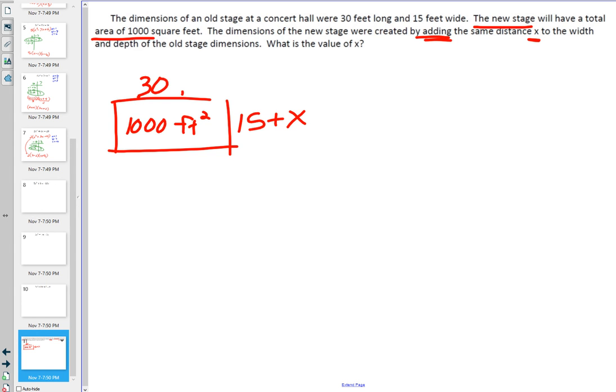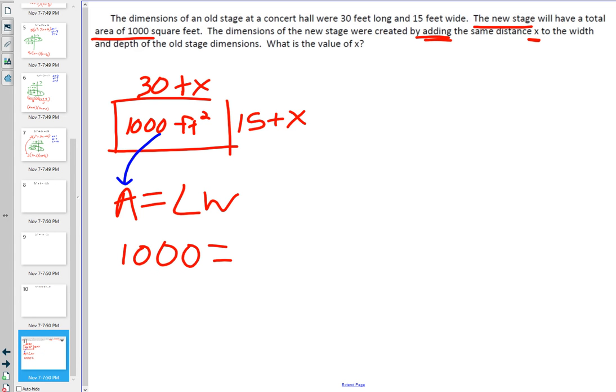Thank you. It would be 30 plus x because I'm just adding the same x to each one. Okay, so now they want to know what is x. How is the area of a rectangle calculated? It is length times width. So now it's just substitution. The 1,000 is going to go where the area goes.